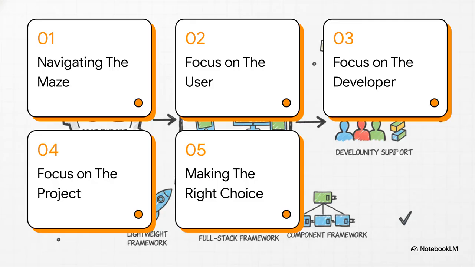So here's our game plan. We'll start by talking about this framework maze. Then we'll get organized by focusing on 3 key areas: the user, the developer, and the project. And finally, we'll wrap it all up with a simple process for making the right call.